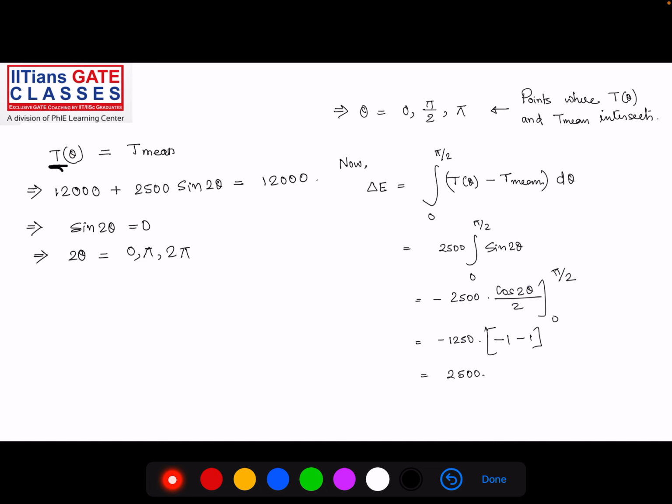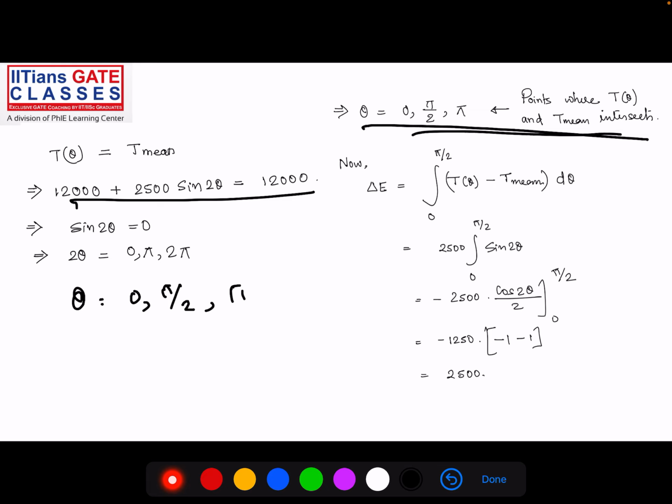So when you do T theta is equal to T mean, the 12,000 will get cancelled out. So sine 2 theta is equal to 0. So you can see 2 theta is equal to 0, pi, 2 pi. So I can say theta is equal to 0, pi by 2, pi. So these are the points where the T theta and T mean line will intersect. So you can draw the curve now.